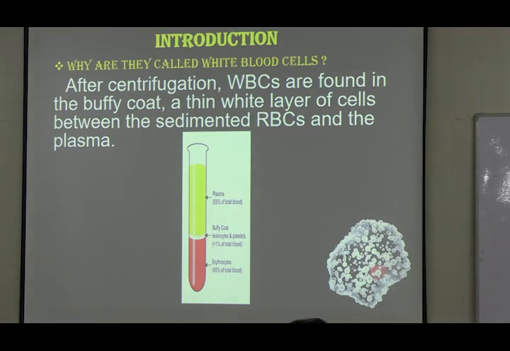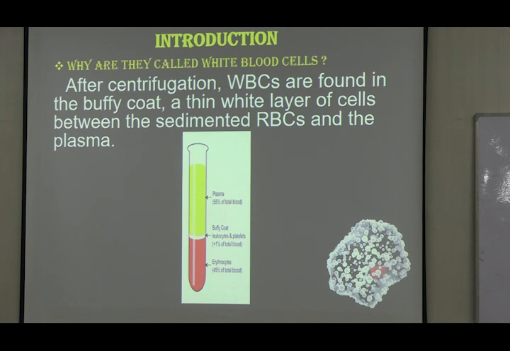Okay, so I'll discuss. This is unlike erythrocytes. Mature erythrocytes do not have a nucleus, but here we will be getting a nucleus. So what we will do? We'll study these things. Why they are called white blood cells.